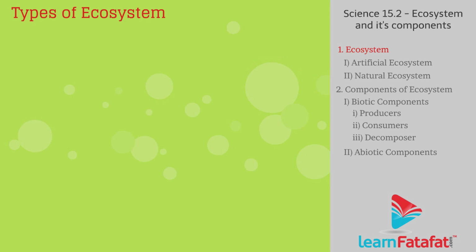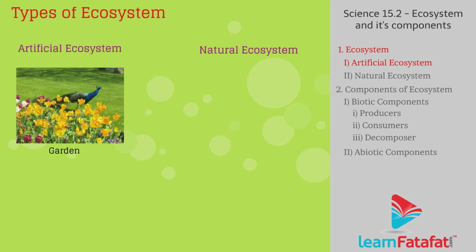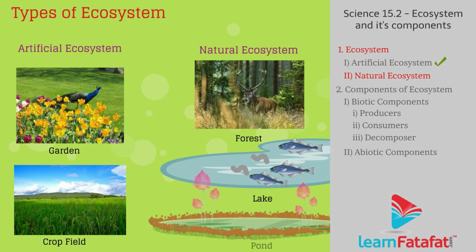Types of ecosystem. Ecosystems can be artificial or natural. Artificial ecosystems are man-made ecosystems, for example, gardens and crop fields. Natural ecosystems are ecosystems that are produced naturally, for example, forests, lakes, and ponds.